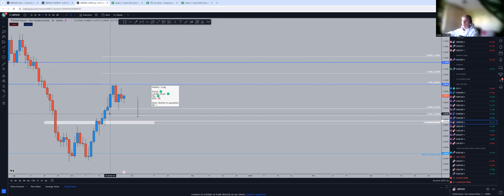Then GBP NZD, we didn't come back to our daily zone of interest. I see impulse, potentially correction next week, so not for us.